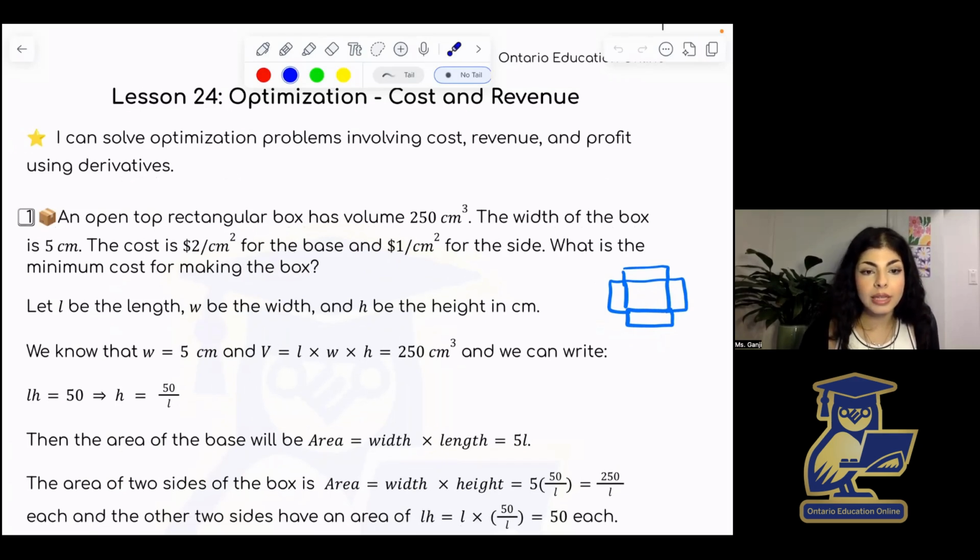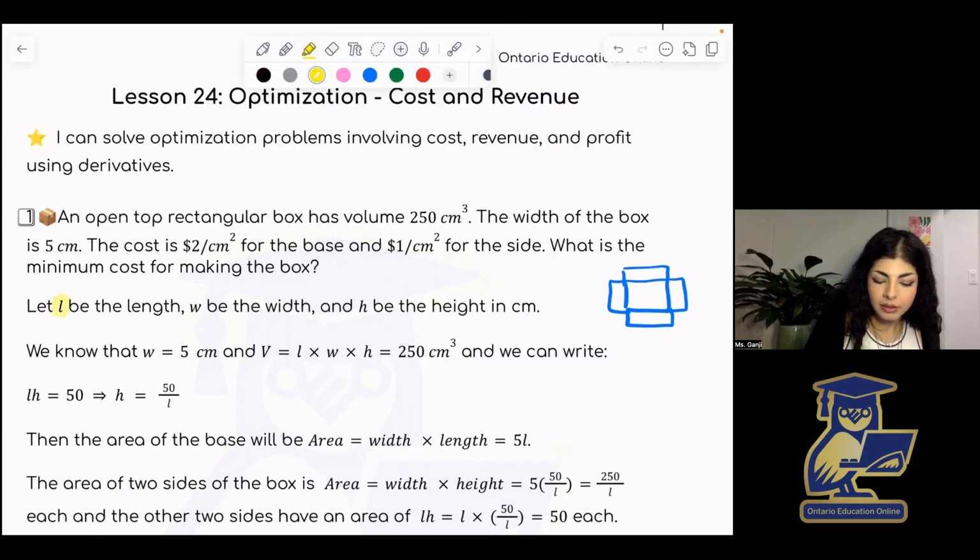And we have our length, width, and height. So I have L, W, and H as my variables. And already given from the problem, we have that W is equal to 5 centimeters. So really, I have two undefined variables, L and H, and we're trying to write one of them in terms of the other so that we're only left with one variable.